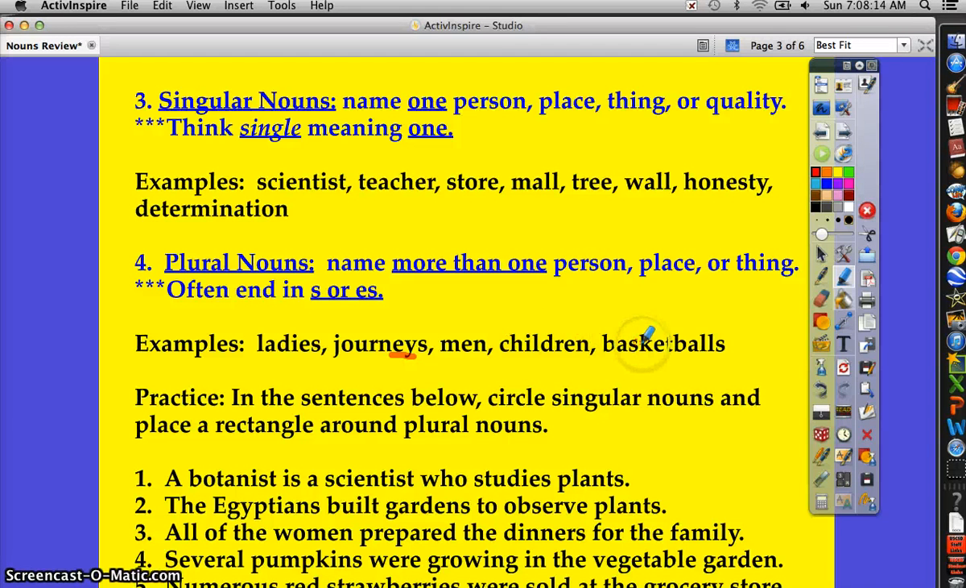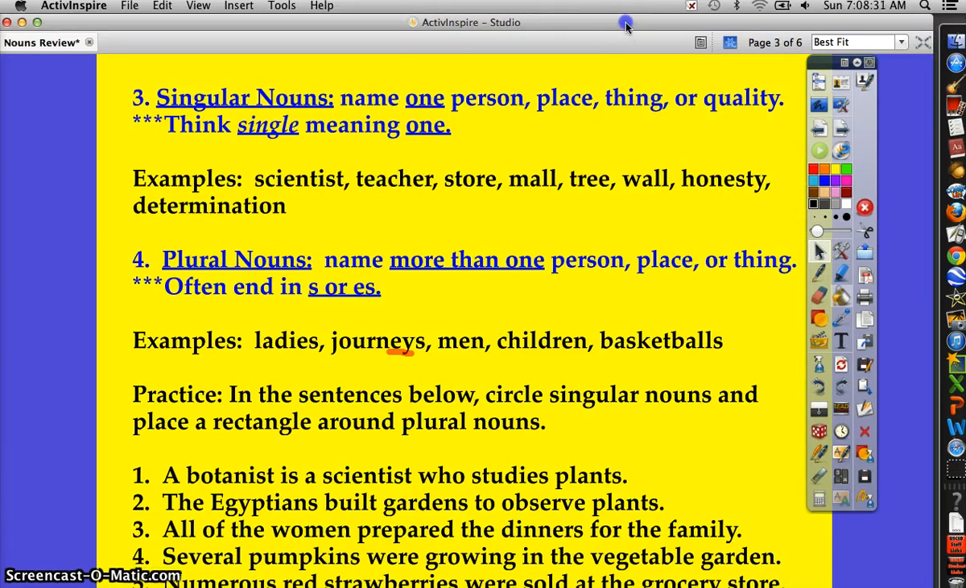And basketballs would be another example of a plural noun. So the practice now. In the sentences below, circle singular nouns and place a rectangle around plural nouns. So let's take a look at number 1.